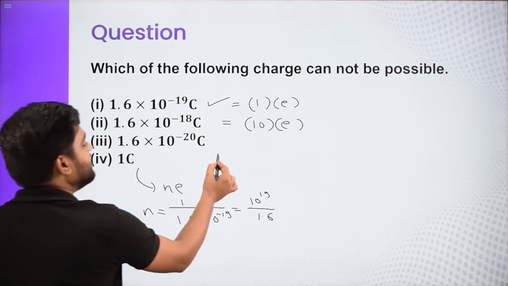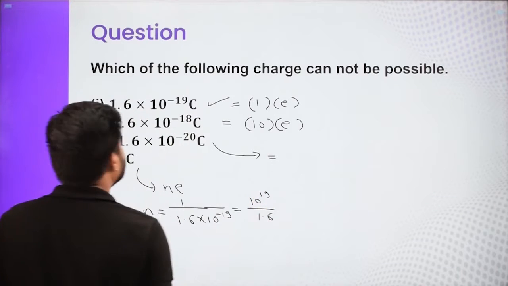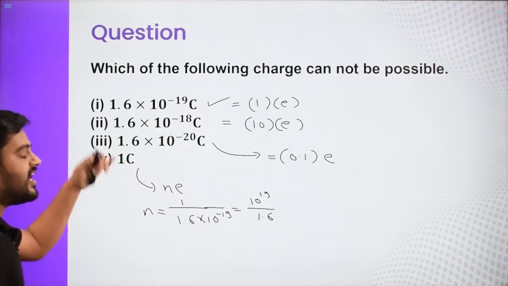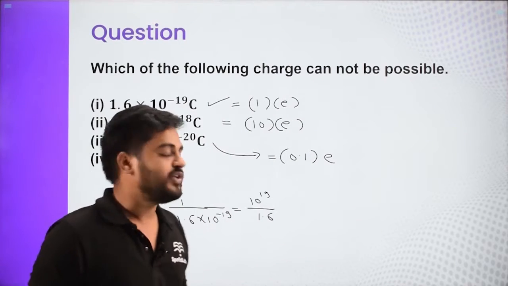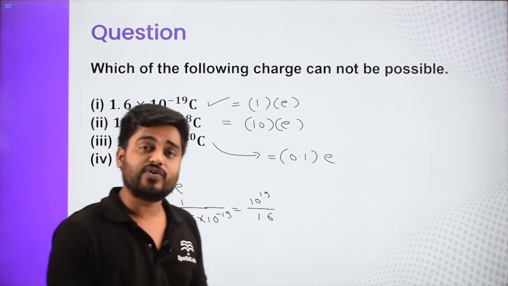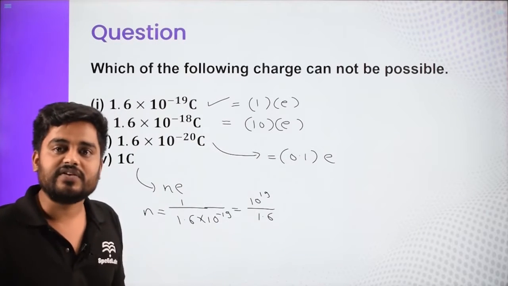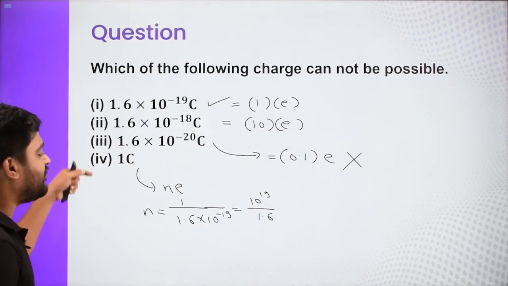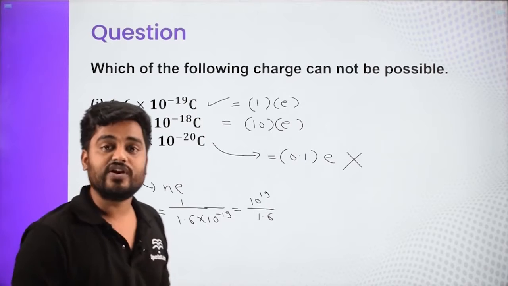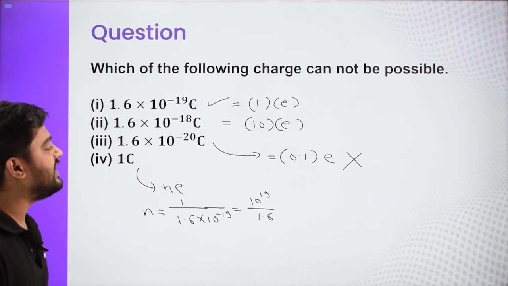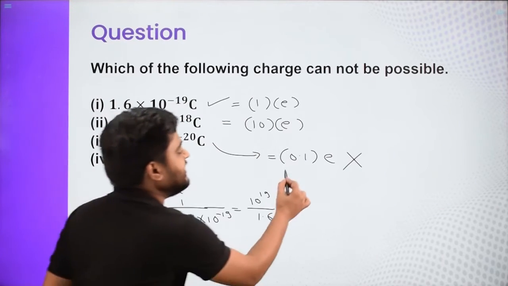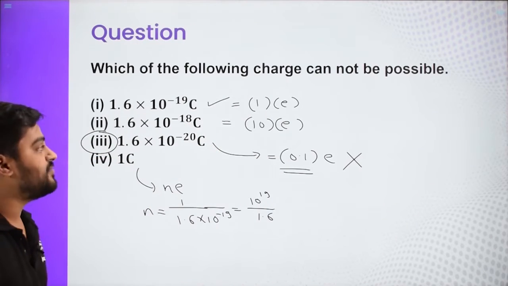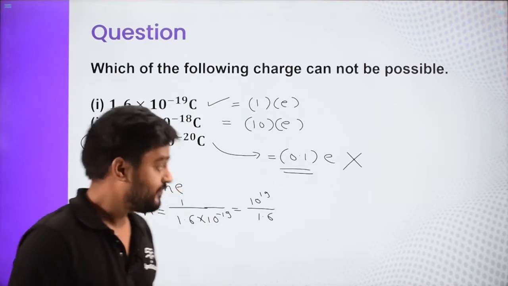But what about case number 3? This is nothing but 0.1 times E, that is, E divided by 10, right? So what does this mean? To achieve this charge, 0.1 electron has to leave the atom, which is not even possible, right? So this is not possible. Here in cases number 1, 2 and 4, the total charge on an object is an integral multiple of E, while in case number 3, this is not an integer. Hence we will say this is the charge which is not possible for an object to have on it.